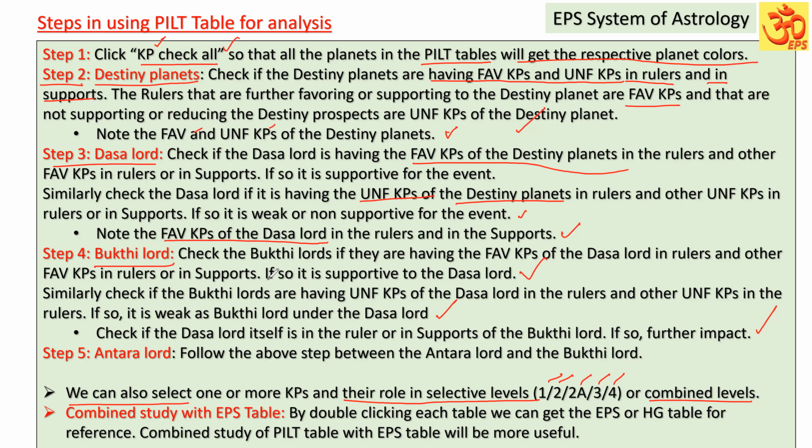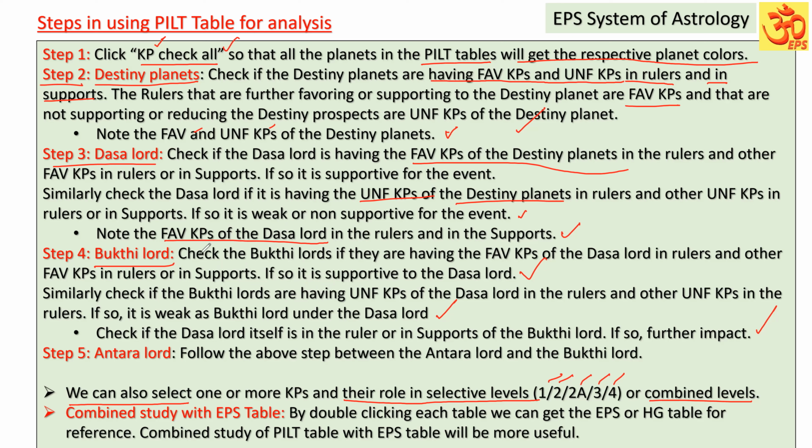Similarly, if the Dasa Lord itself is unfavorable for an event, and the Bukti Lord has the Dasa Lord itself as the ruler, then it is going to be more unfavorable. Moreover, not only as ruler, the Dasa Lord itself can influence the Bukti Lord by way of conjunction and aspect also; we have to look into that too.